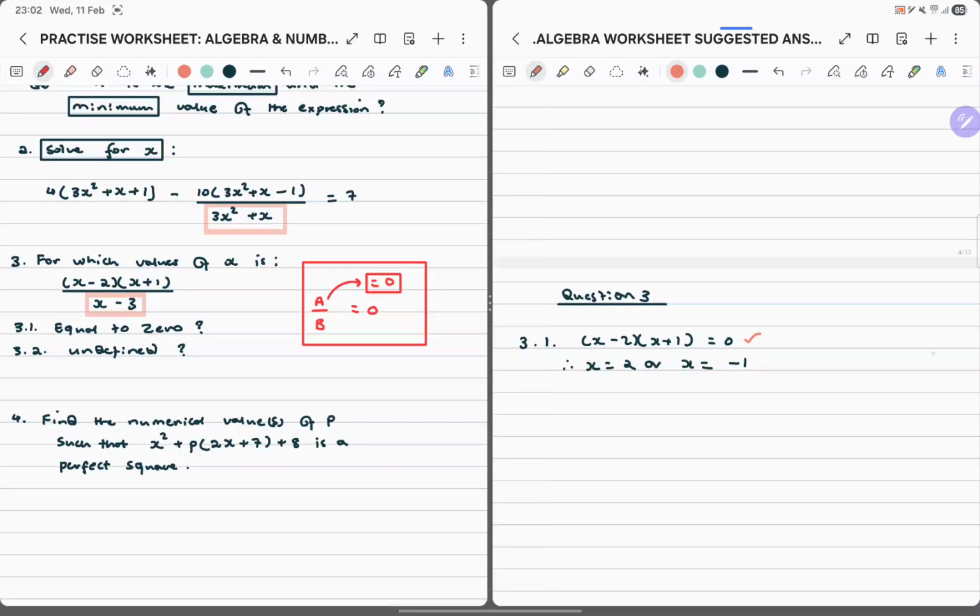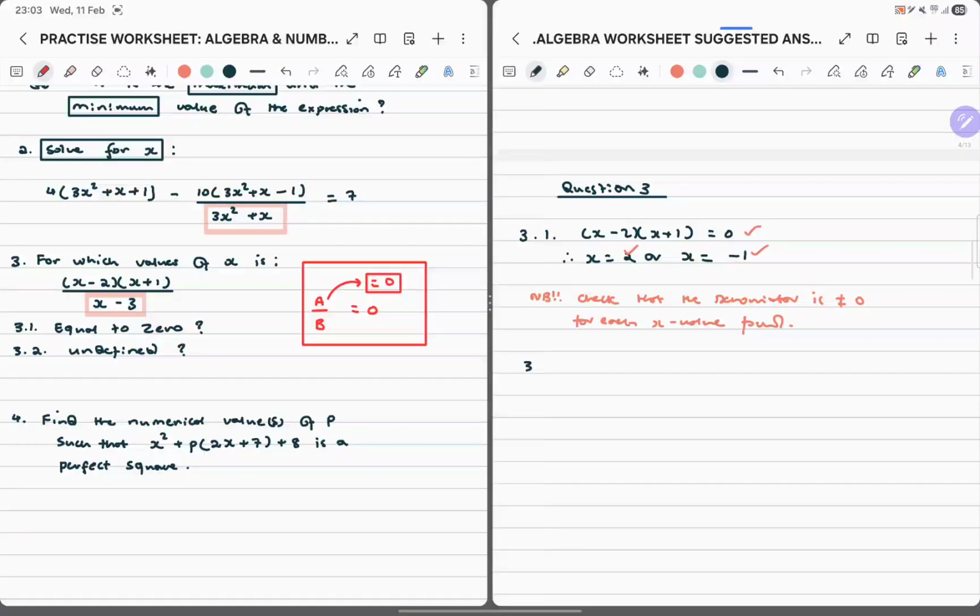So what is important is to know that we need to do that and then do this. We can say 3 marks, we can say 2 marks, but do not forget, check that the denominator is not equal to 0 for each x value found. Yes, guys, this is very easy.